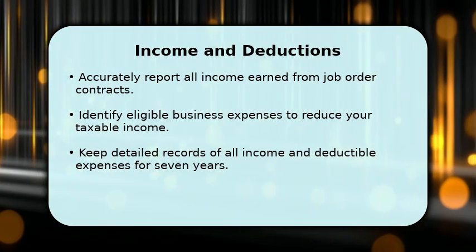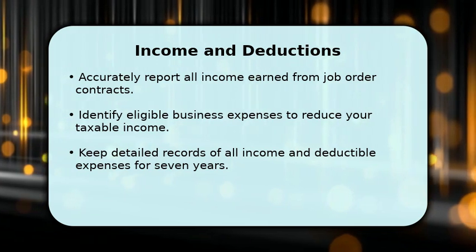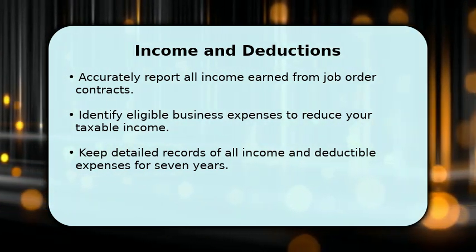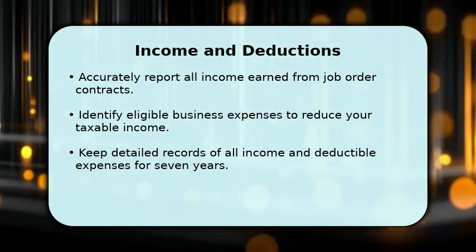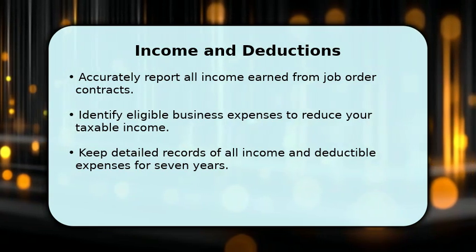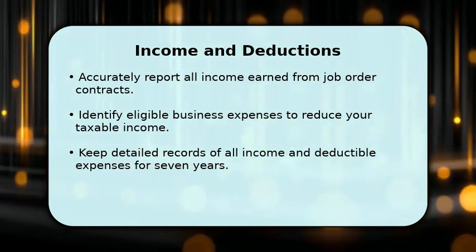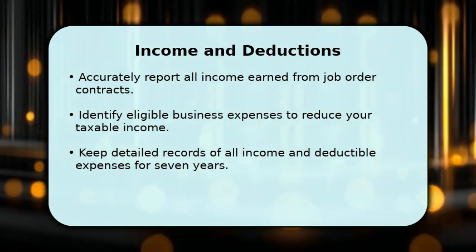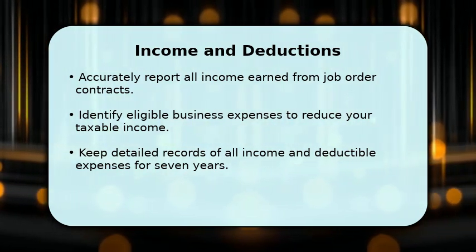Once you've gathered your income documents, accurately report all earnings from your job order contracts. Remember, every dollar counts. Next, explore eligible business expenses that can significantly reduce your taxable income. Common deductions include home office costs, supplies, and professional development. Maintaining meticulous records of both income and expenses for at least 7 years is absolutely essential for audit protection.